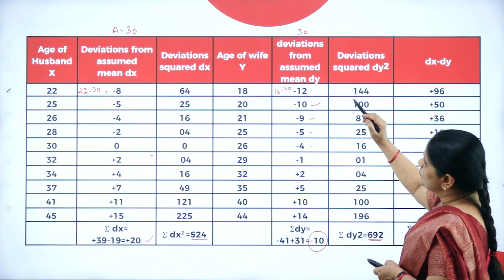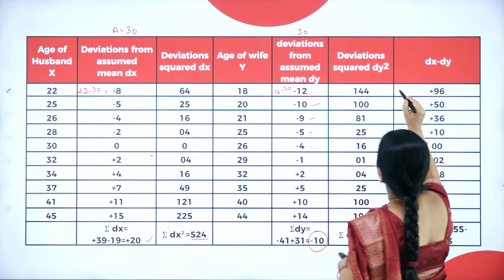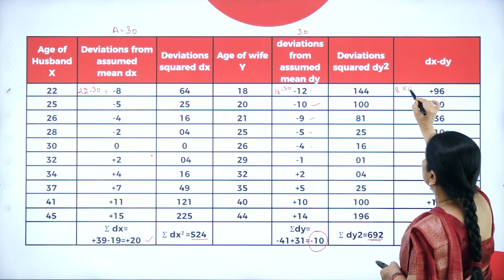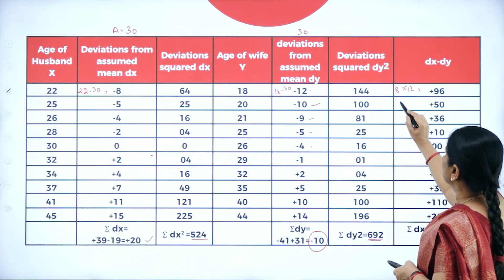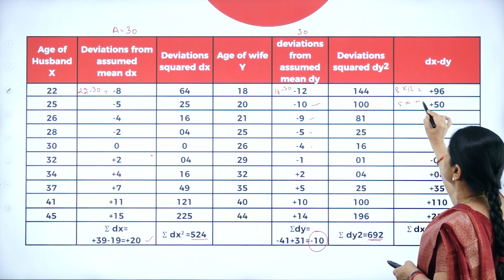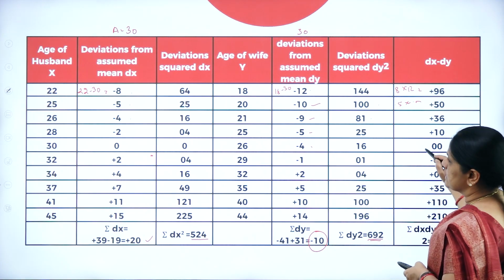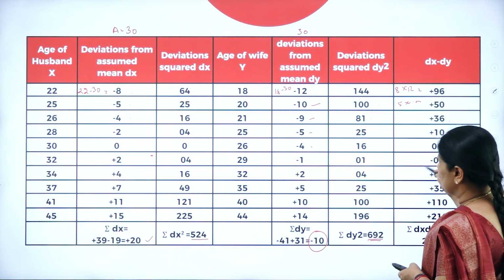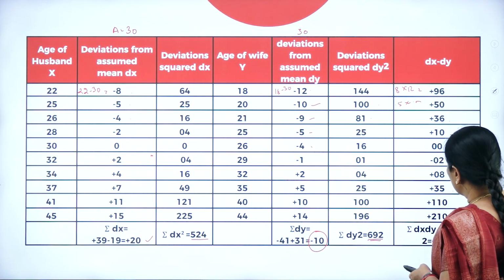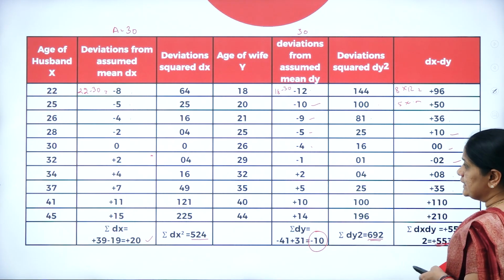Now dx into dy. I have to take the deviations. Minus 8 into minus 12 is 96. Minus 5 into minus 10 equals 50. Then 4 into 9 equals 36. 5 into 2 is 10, then 0. Then 2 into minus 1 is minus 2. So we are getting the answer as plus 553.